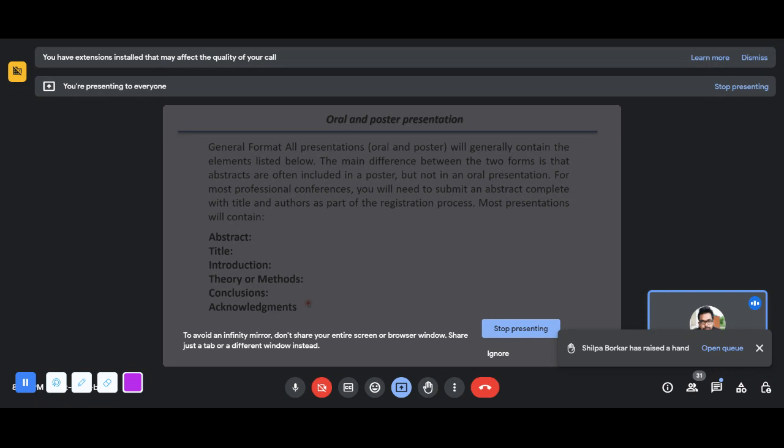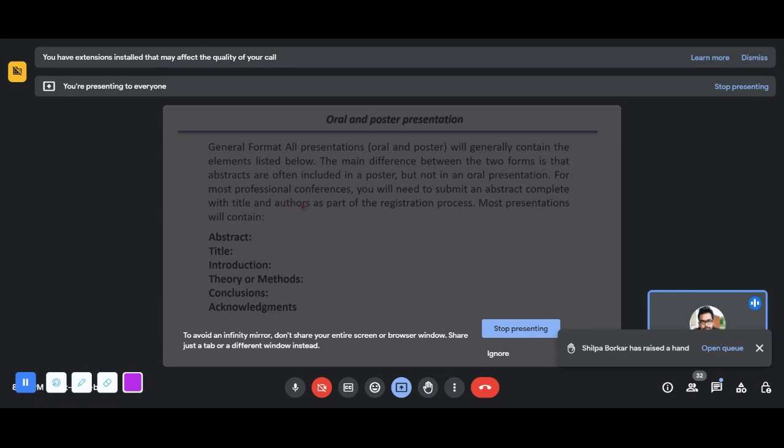In most cases, an oral presentation comes once you present a poster and your poster gets selected. You are notified, and you are told that your poster was good, and then you are asked to give a short oral presentation in that particular conference, and then you have to prepare for that. Okay, the main difference between these two formats is that the abstract is often included in a poster but not in the oral presentation. It's quite obvious.